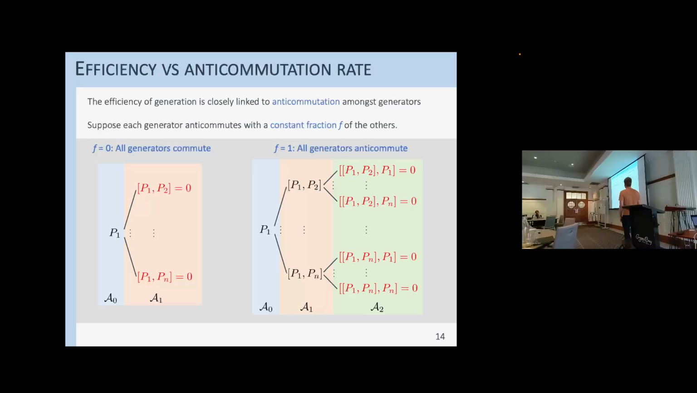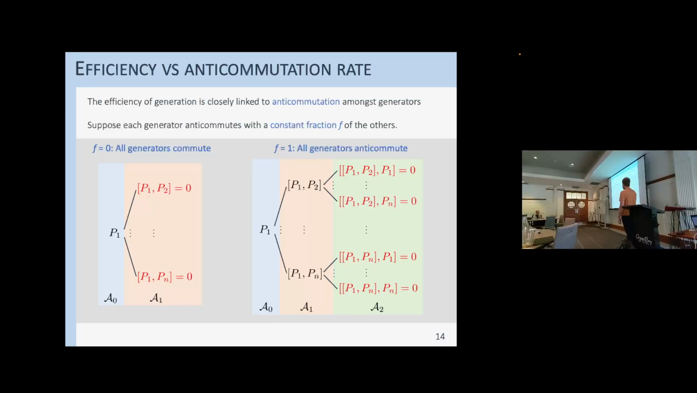And if f equals 1, then it's like, okay, well then I want things to anti-commute so I can get as many polys as possible. Because at the second layer of this tree, all of these commutators are non-zero. I've gotten so many new polys. But then at the third layer, I'm taking a commutator of a product of two things, but because everything pairwise anti-commutes, P3 is going to commute with the product of P1 and P2 because it anti-commutes with P1 and with P2. So in the case that everything anti-commutes, the process truncates at the third level. And again, we're not universal.